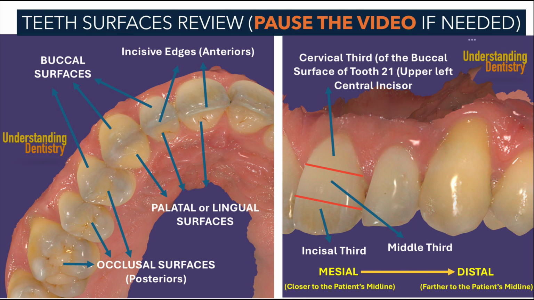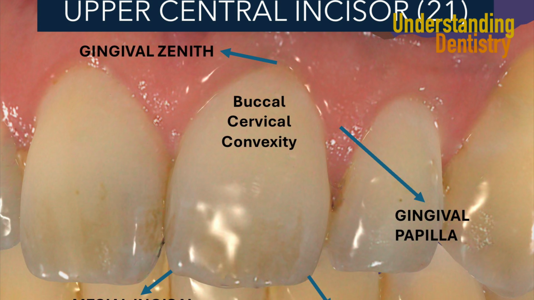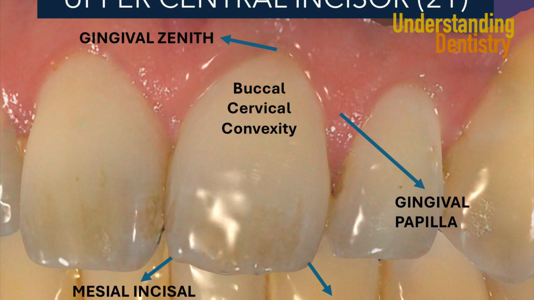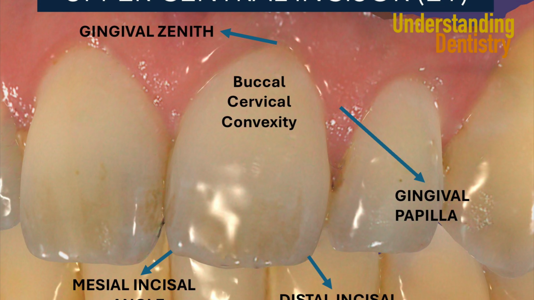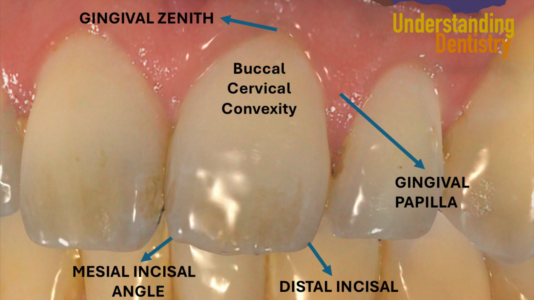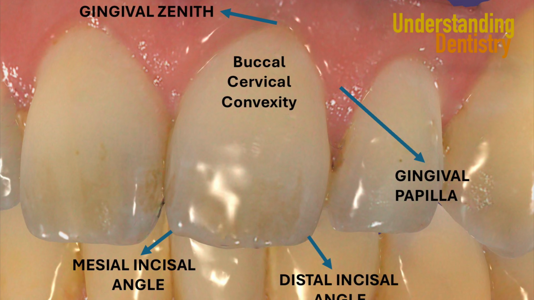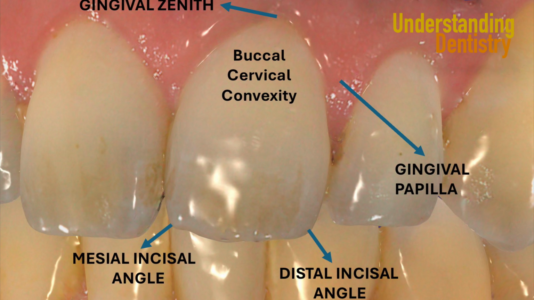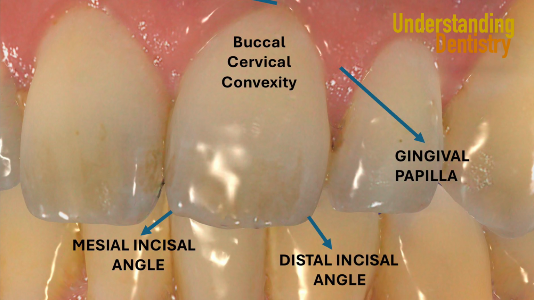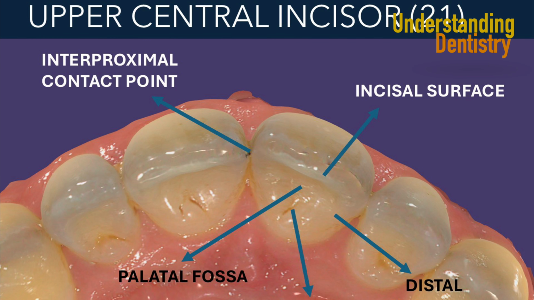We have a central incisor as an example. Look at the gingival zenith, which is the highest point of the gingival margin. We have the buccal cervical convexity and even the palatal as well, gingival papilla, and the mesial incisal angle is closer to 90 degrees, whereas the distal angle we have a slope. So they are different. Let's see this from the occlusal view.